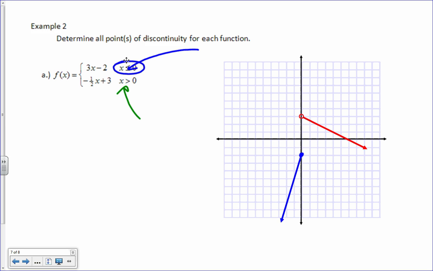It is a jump discontinuity, very good. And then what we have to do is find all point or points of discontinuity. So how about an x value of negative 2? Is there a problem at an x value of negative 2? You would go to the x value of negative 2 and find your graph down there. Do I have a problem with that point, or is it continuous there?